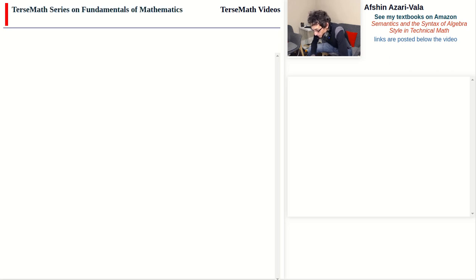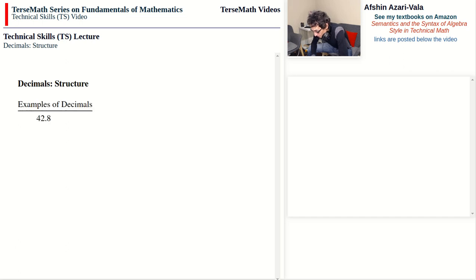This video is a technical skills video on the topic of the structure of decimals. To begin, let's take a look at some examples of decimals. Numbers such as 42.8. Decimals could of course be negative, such as negative 0.023. A number such as 14 could be thought of as a decimal number without a fractional part. And same thing with negative 280.